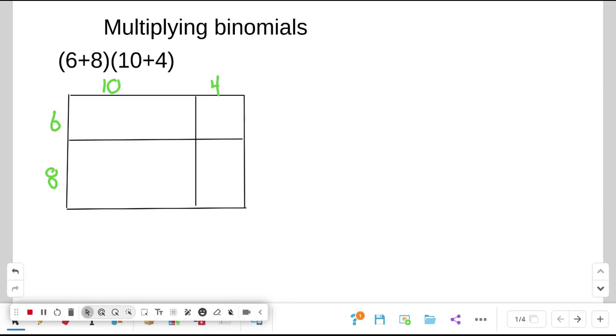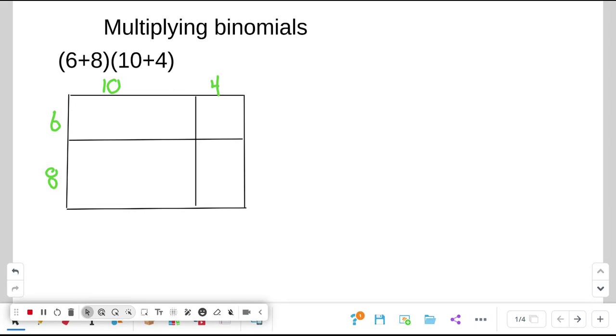So we're practicing how to multiply binomials here, and a binomial is simply a statement that's got two things added together, like 6 plus 8 or 10 plus 4, and in this case we're multiplying those together. And I've started with ones that didn't have x's just to try to make it make sense.